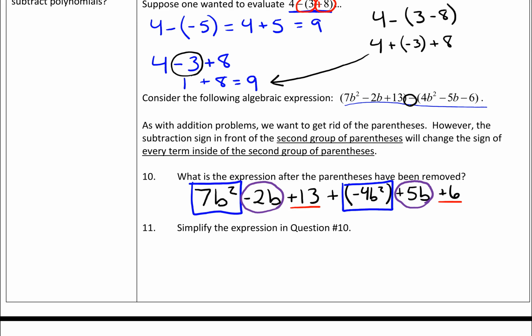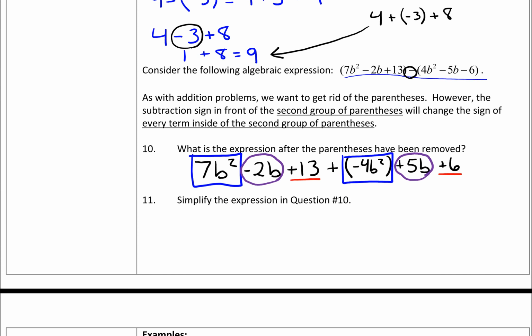So I've got this 7b squared and a minus 4b squared. That gives me 3b squared. I've got this minus 2b and this plus 5b, and that gives me plus 3b. And then finally we have this plus 13 and a plus 6, which makes 19.